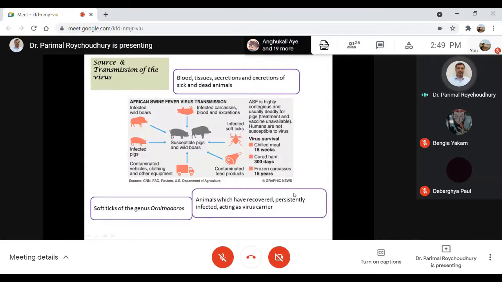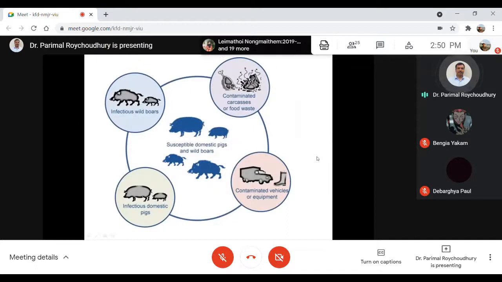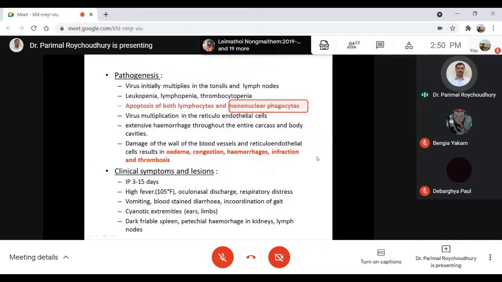So it is a very, very complex epidemiological scenario that occurs in African swine fever, and this is one of the reasons why it is difficult to contain the disease. But it is not impossible. Many countries have shown this and eradicated the disease from their area. So there are different sources and modes of transmission, as we already discussed. The important point is to go through it and try to understand all these different mechanisms of how disease transmission occurs.